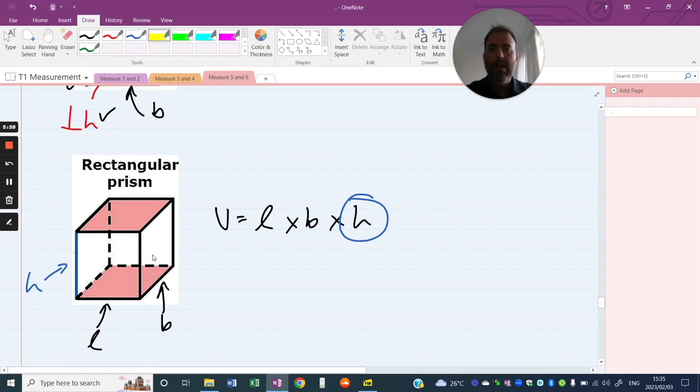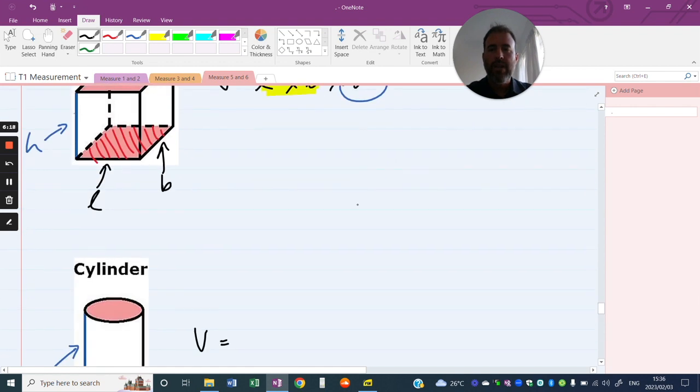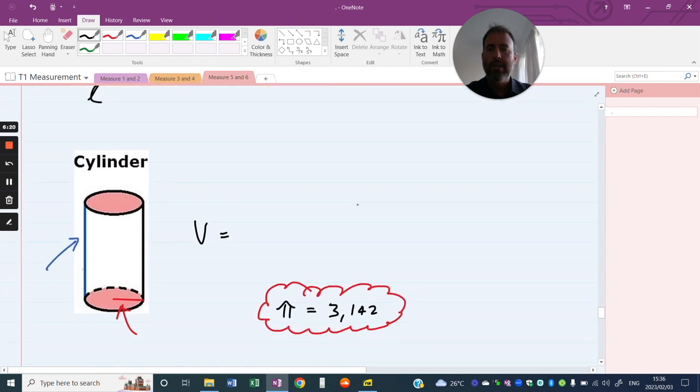All right, and again, this area of the shape at the bottom, square or rectangle, that's the formula for area of a rectangle. So all these volume formulas just take the area of the base shape and multiply by the height. Let's go on to the cylinder.